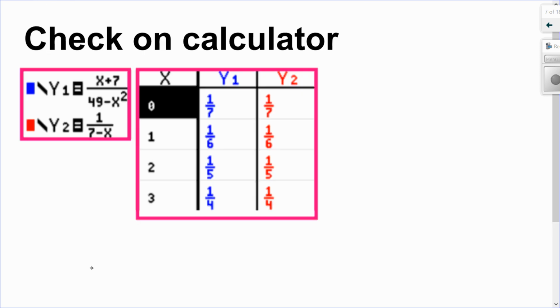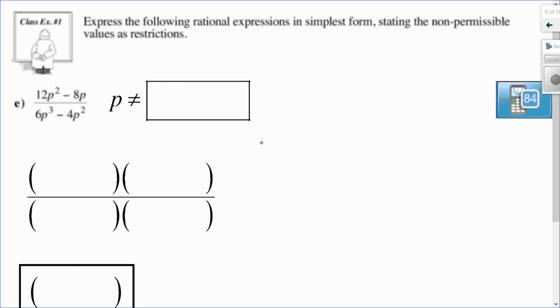You can always check this on the calculator just to see if you're right, because that question was a little bit different. I put the question in y1, my answer in y2. Remember, the check always happens in the table, and I can see that they're equal, so I know I simplified correctly. So this unit especially, your calculator is really going to be your best friend. Okay, let's try this one here.